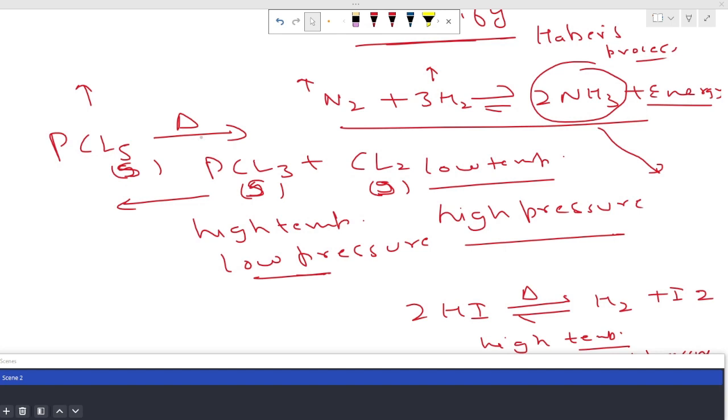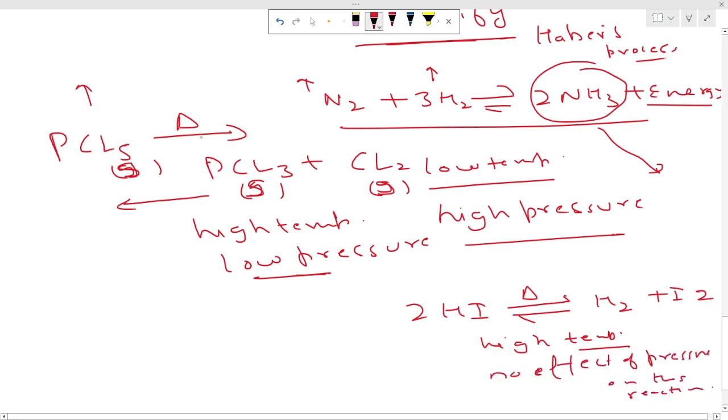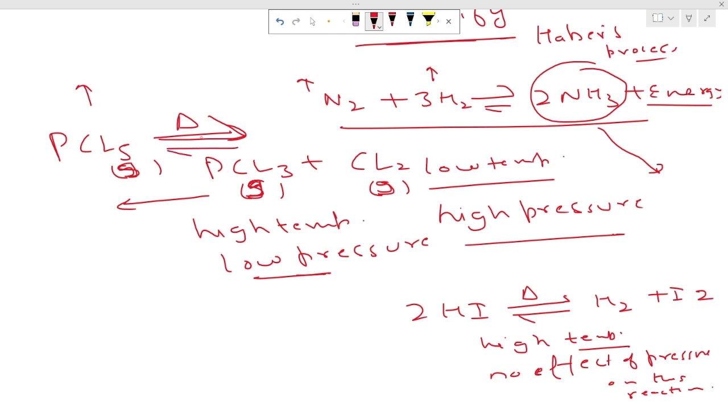So here, just to tell you that here PCl5 is also a gas, and PCl3 is also a gas, so all three are gases. This means this reaction is an example of homogeneous equilibria, in which all the reactants and the products are in the gaseous form.